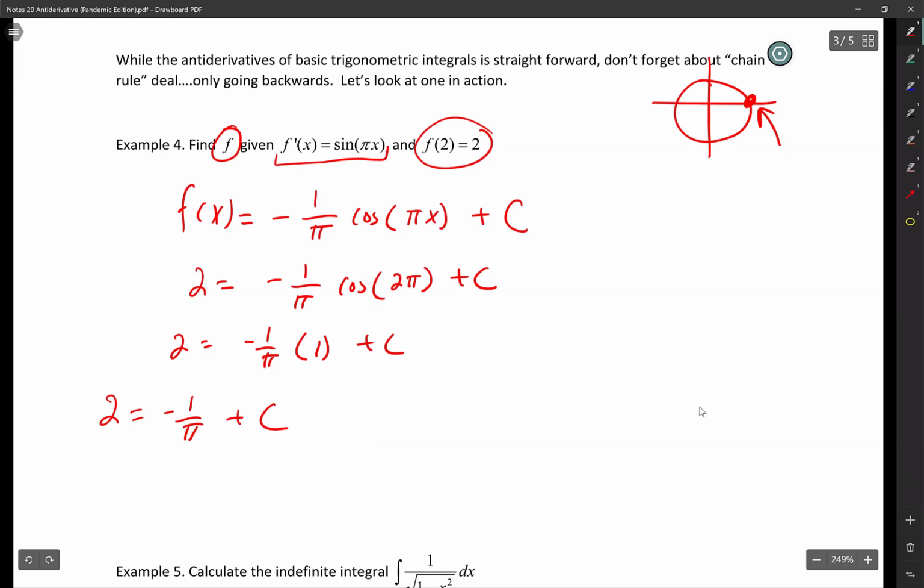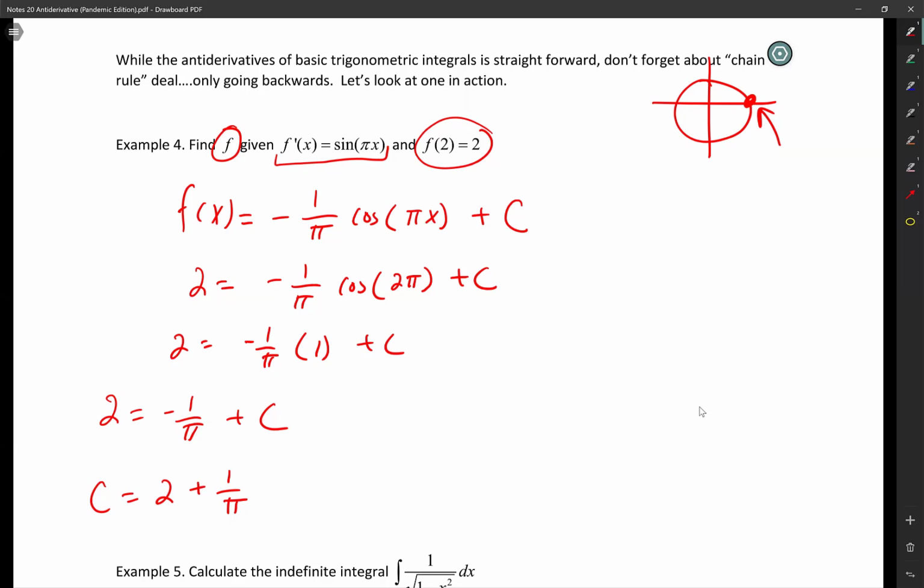I know a lot of you guys are probably throwing shade that I'm doing all these steps. You don't have to do all these steps. So the c value is 2 plus 1 over pi. That's what the c is. Do not try and simplify it, guys. This is the exact value. As soon as you take your calculator and type that in, it is no longer exact. It's approximate because pi goes forever.